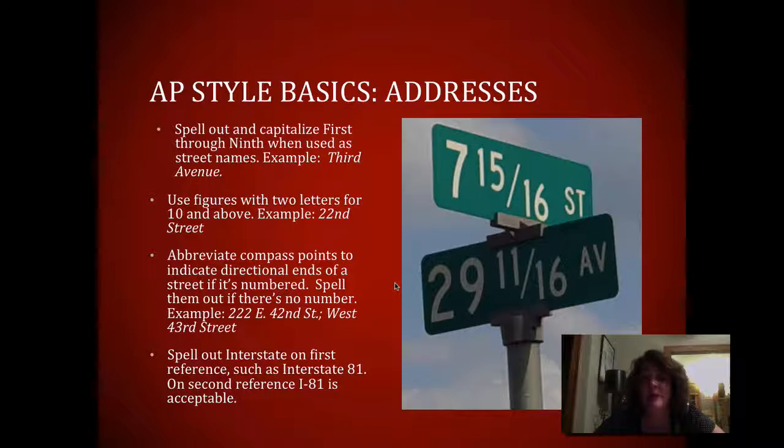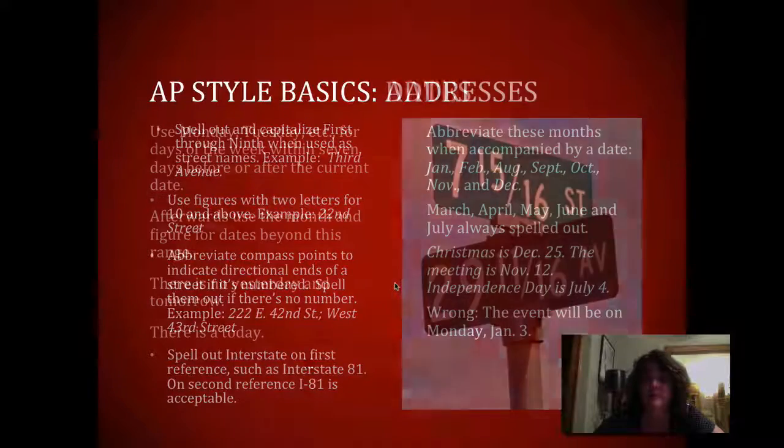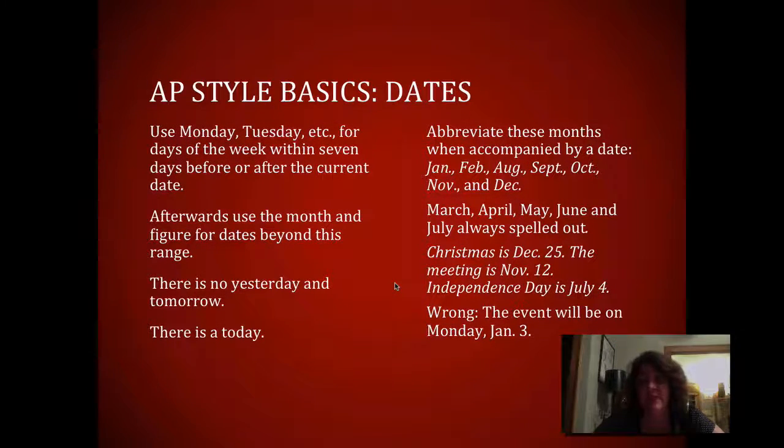And we spell out interstate on the first reference, such as Interstate 81 or Interstate 71 like we have through Columbus. Second reference would be I-81. That'd be perfectly fine. Now dates get a little bit tricky because we have to pay attention to how we're abbreviating or utilizing the day of the week or the month itself.